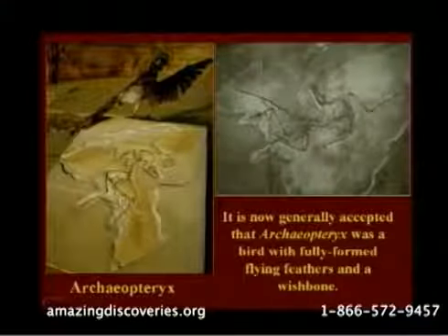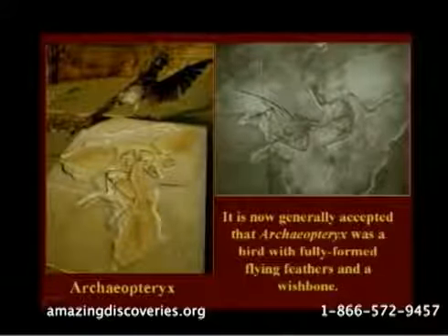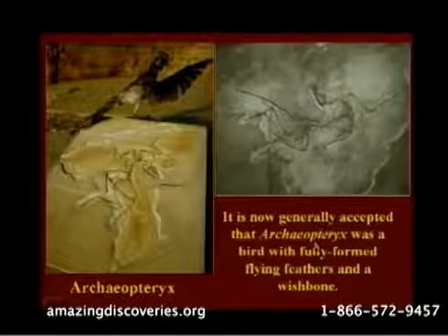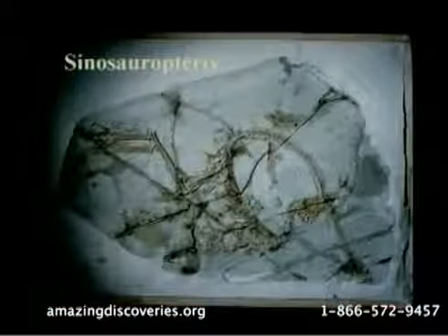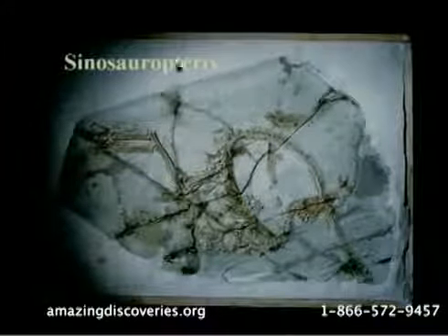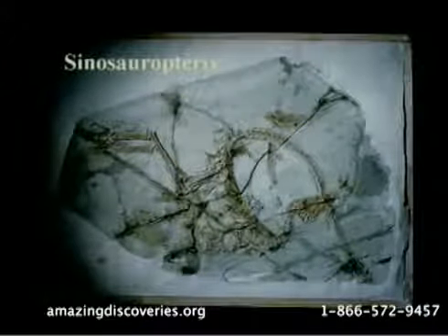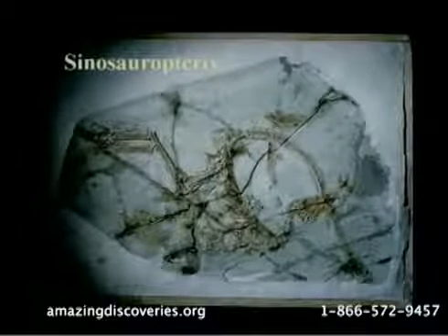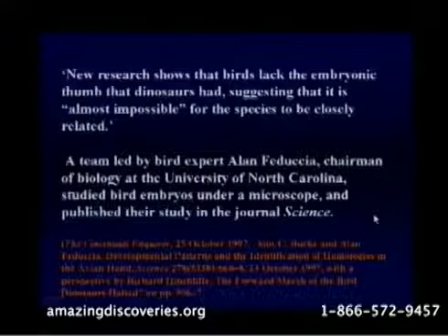And we have fossils where there are feathers, and there was a transition from the dinosaurs to the birds. Archaeopteryx, a very famous fossil, is now generally accepted to have been a bird with fully formed flying feathers and a wishbone. Here is the prime candidate today for the transition. This is Sinosauropteryx, and there is the fossil. And if you look carefully, you'll see these little things over here, which seem to be feather impressions, although they're not very clear as feather impressions at all. And we'll see what the top scientists in the field have to say.